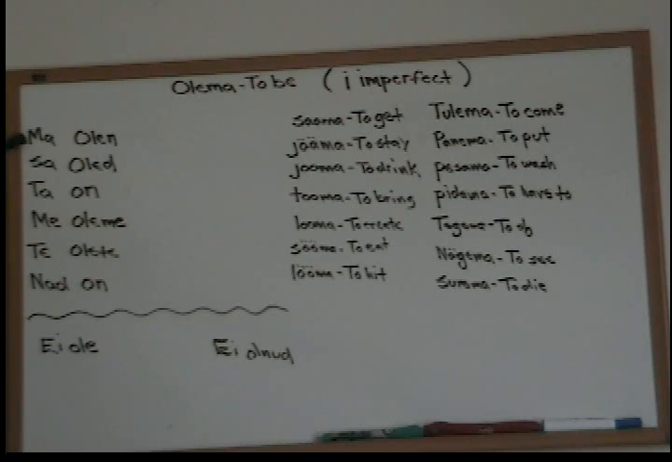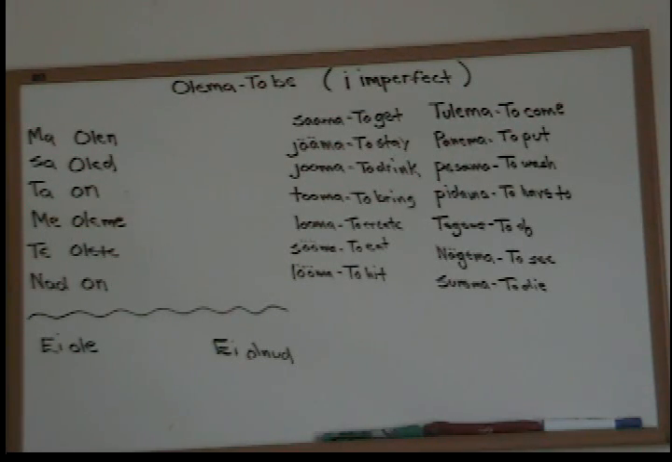So as before, I have ma olen, olen is I am, sa oled, you are, singular, ta on, he or she is, me oleme, we are, te olete, you all are, plural, and nad on, they are. These here are just negative. If you want to negate these words, if you want to say I'm not, you just say a ole, and this is pretty cool because it's the same with all the forms. It won't change. So it will be ma ole, sa e ole, ta e ole. It's all the same for these ones.